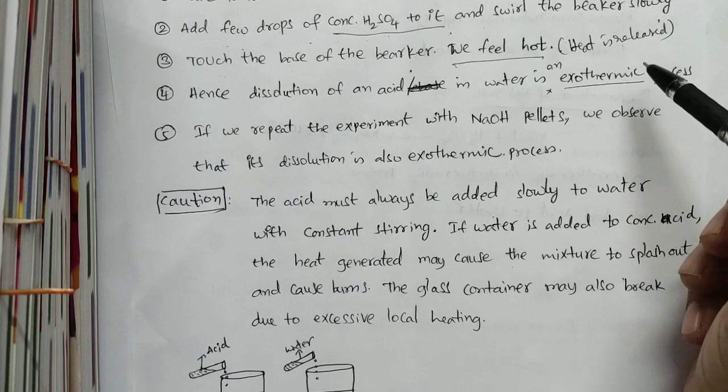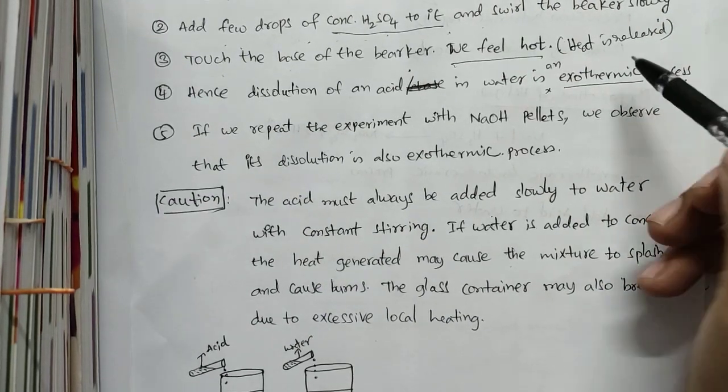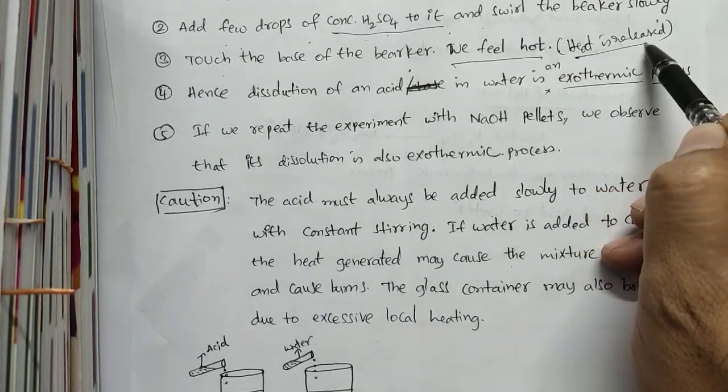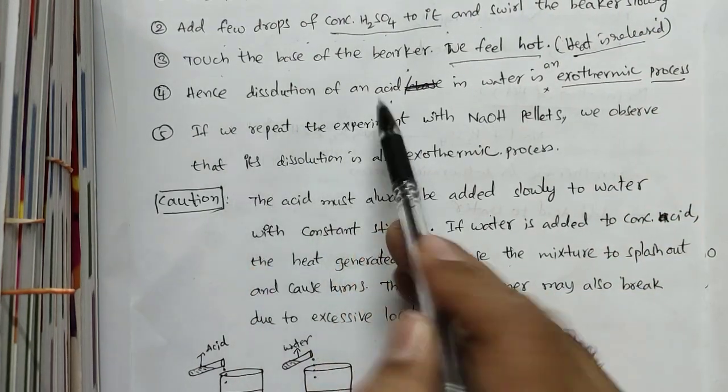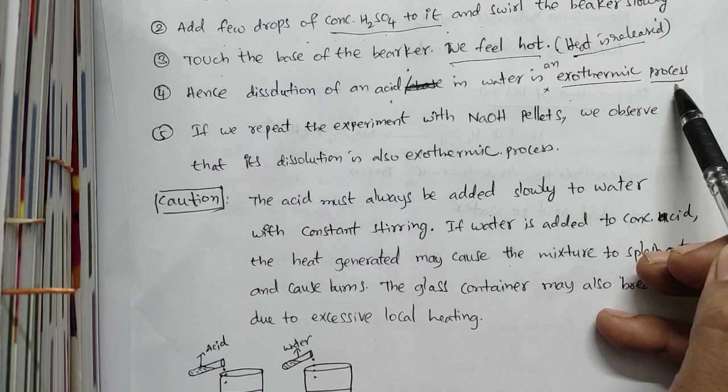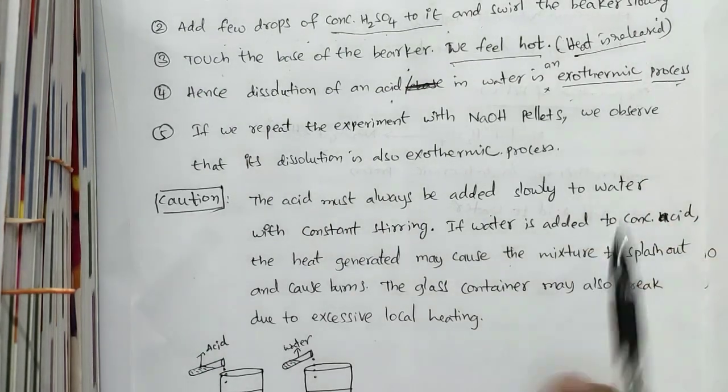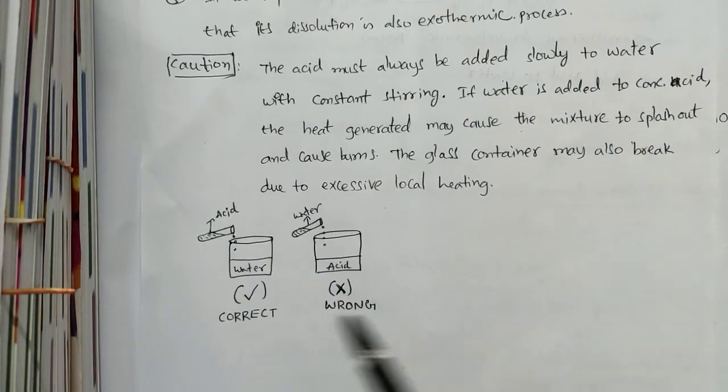from the contents. So hence, since it is a heat releasing process, this is called an exothermic process. Hence, dissolution of an acid in water is an exothermic process. So this is the experiment we did.